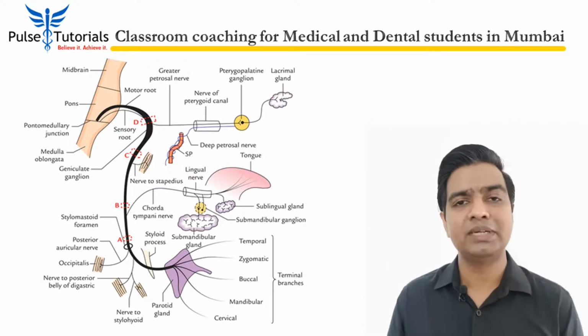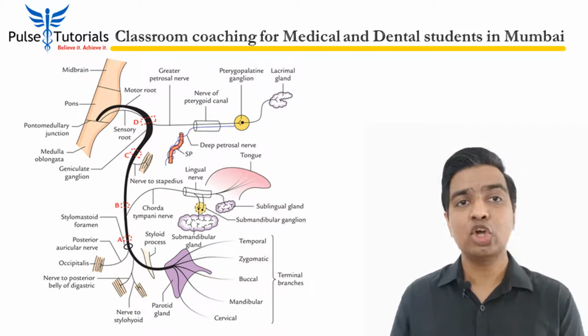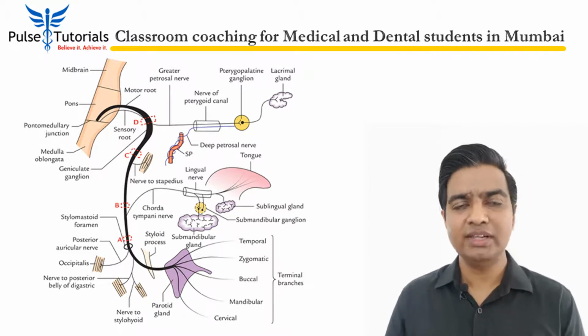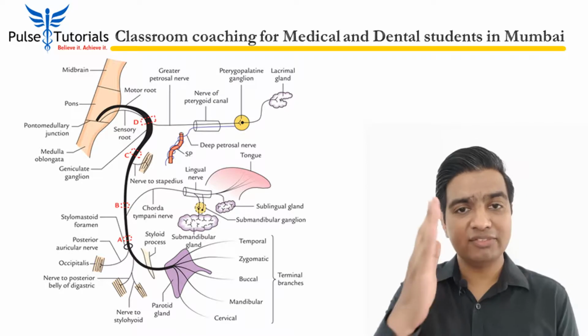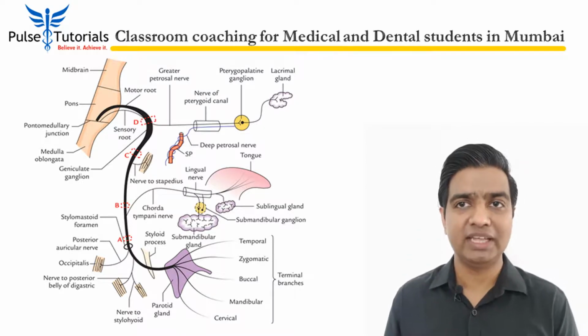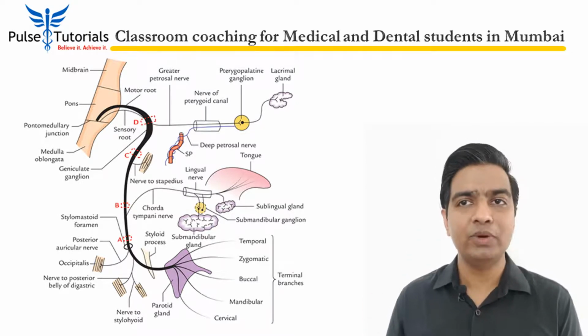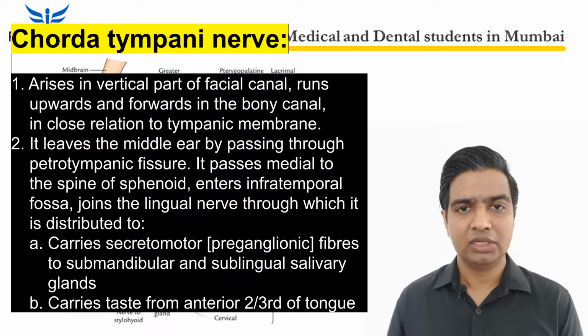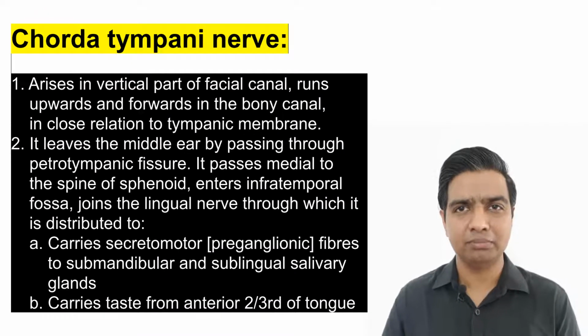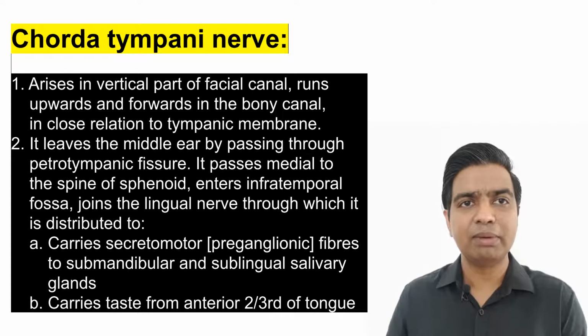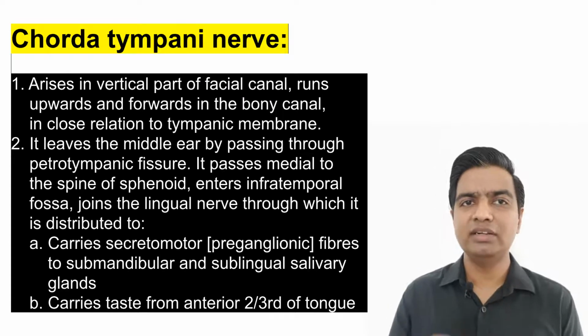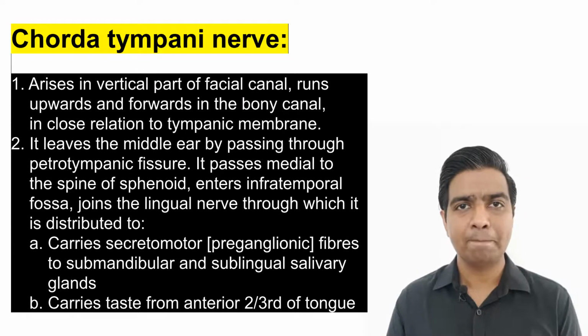The third branch that you need to remember is the chorda tympani nerve. Now, if you notice, the chorda tympani nerve arises from the vertical part of the facial canal, and it actually runs upward and forward in the bony canal near the tympanic membrane. And it leaves the middle ear by passing through a fissure called the petrotympanic fissure.